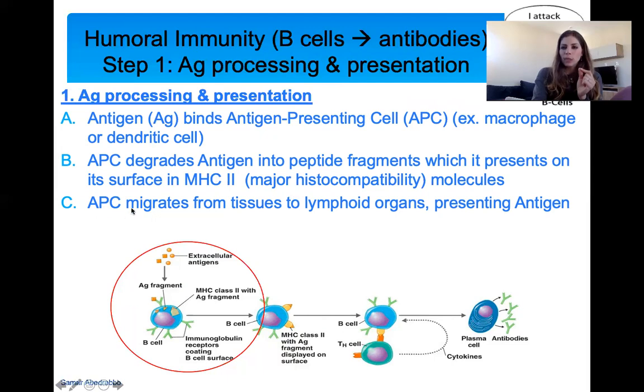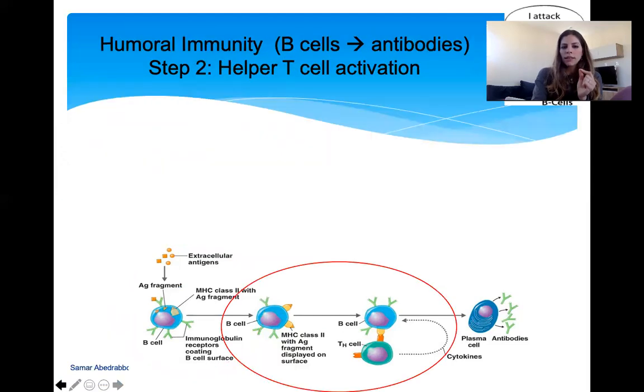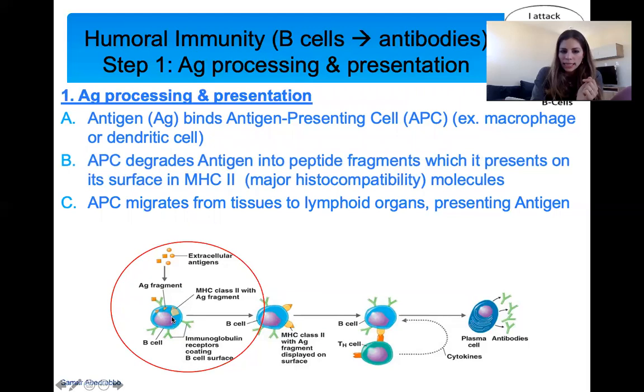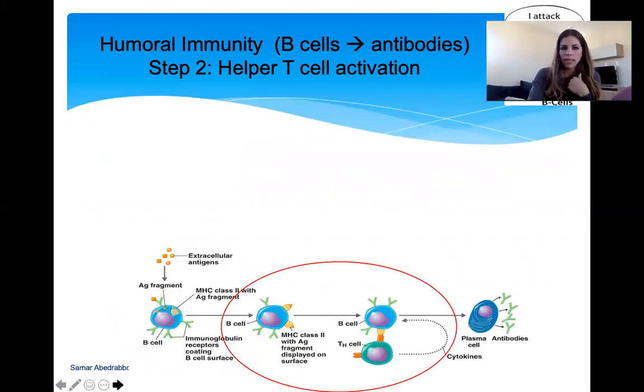Then the antigen presenting cell, with the antigen fragment on its surface, will migrate in your body presenting the antigen so that your body can say, okay, we need to turn on the immune system. And it's presenting the antigen on MHC class 2 proteins that we have.